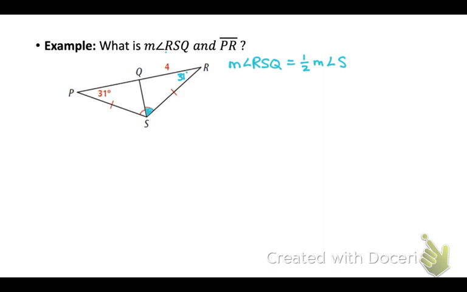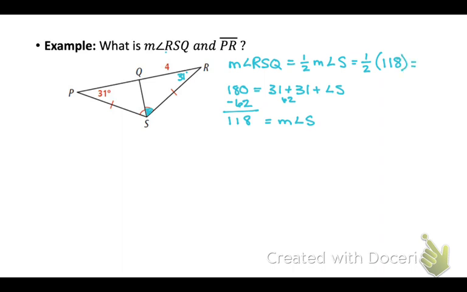So you said 180 equals 31 plus 31 plus, can I just put angle S? Yeah. Okay. So this is 62. So 180 minus 62 is 118. So the measure of angle S is 118. So now I need to take half of it, which gives me 59 degrees. Yeah.